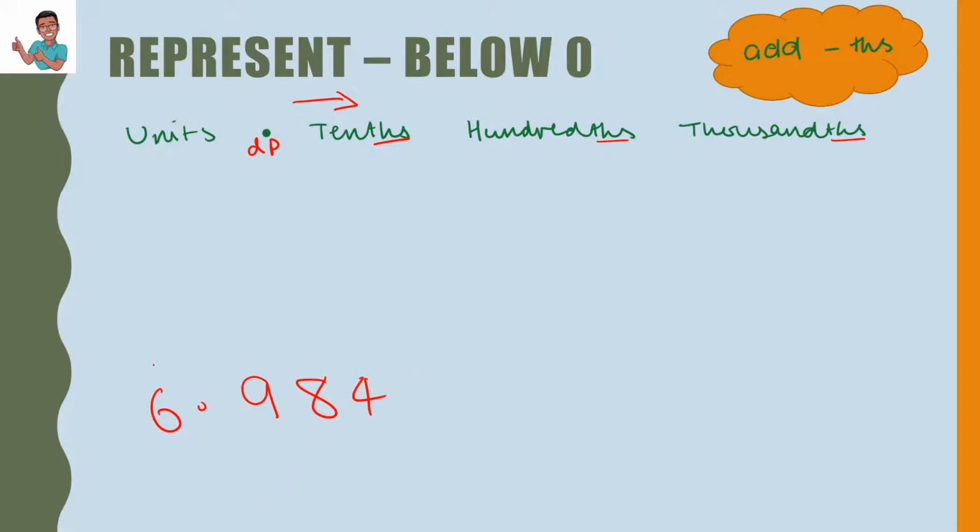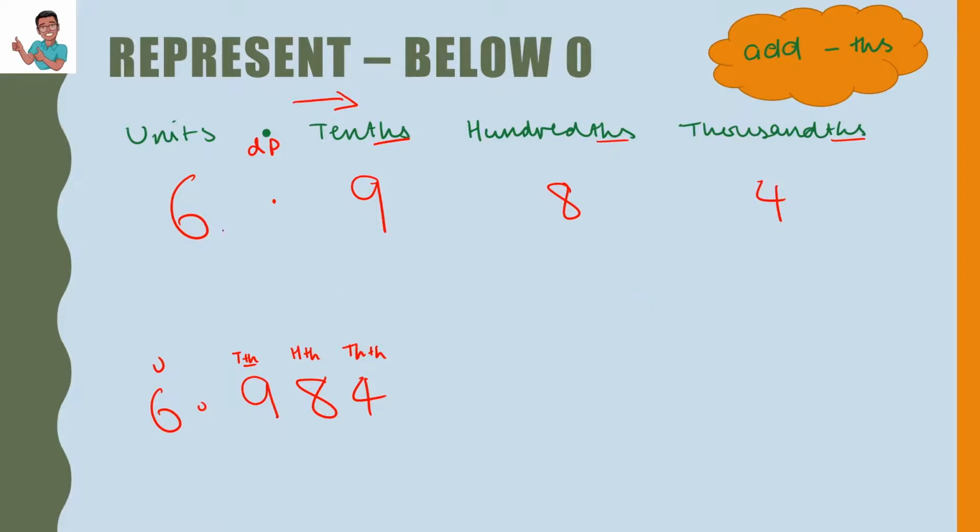The 6 is in the units, the 9 is in the tenths. We write a T and a TH. The TH represents the suffix. The 8 is in the hundredths, and the 4 is in the thousandths. Let's write this out. 6.984.